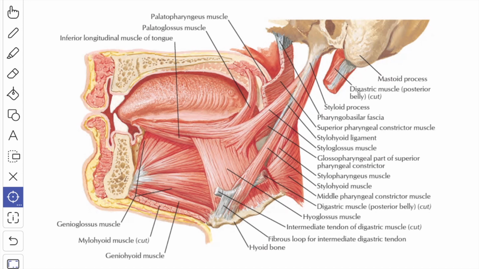The root of the tongue is the part of the tongue attached to the floor of the mouth and extends from the symphysis menti to the hyoid bone. The root of the tongue is formed mainly by the genioglossus muscle. So this forms the root of the tongue, which extends from the symphysis menti to the hyoid bone.